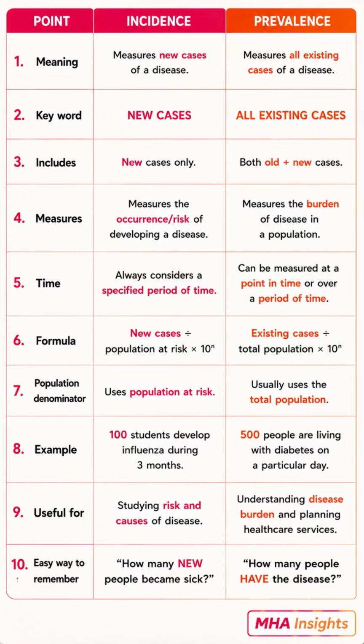Now let's look at the basic formulas. For incidence, new cases divided by population at risk multiplied by 10 to the power n. For prevalence, existing cases divided by total population multiplied by 10 to the power n.